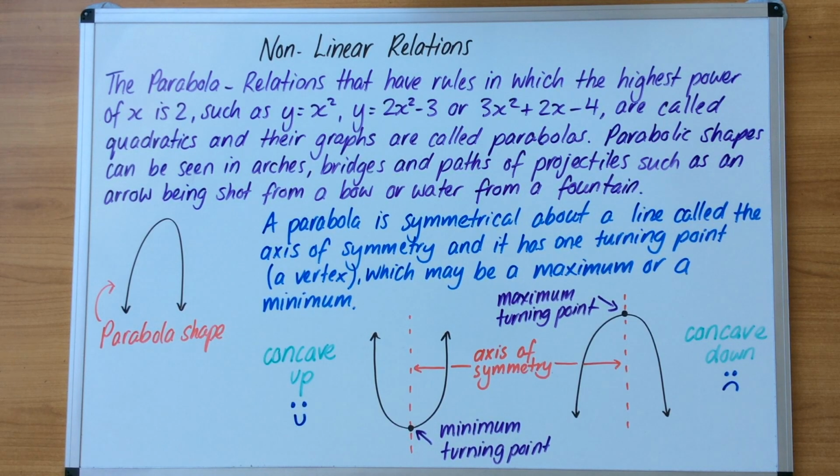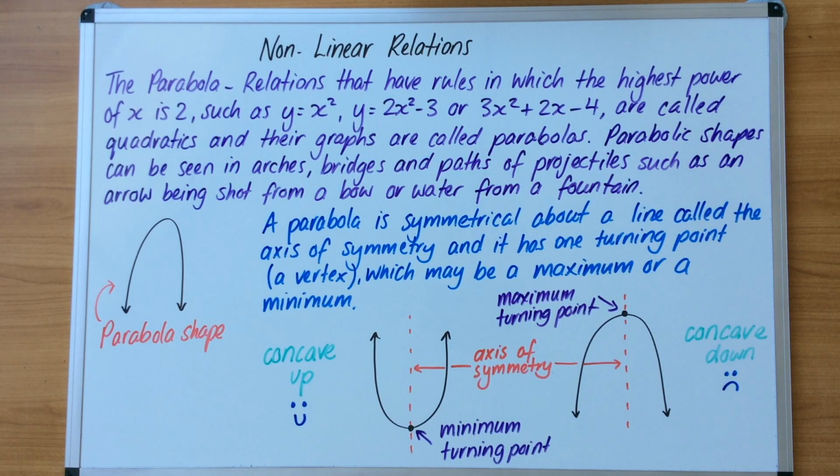In this video we are going to focus on nonlinear relations: the parabola. Relations that have rules in which the highest power of x is 2, such as y equals x squared, y equals 2x squared minus 3, or y equals 3x squared plus 2x minus 4, are called quadratics and their graphs are called parabolas.